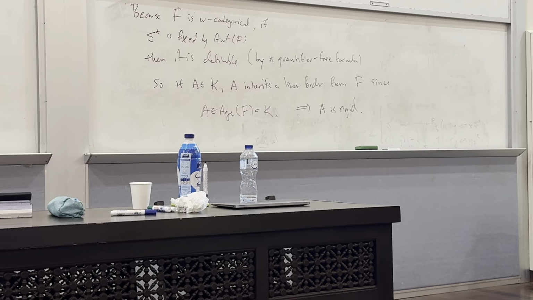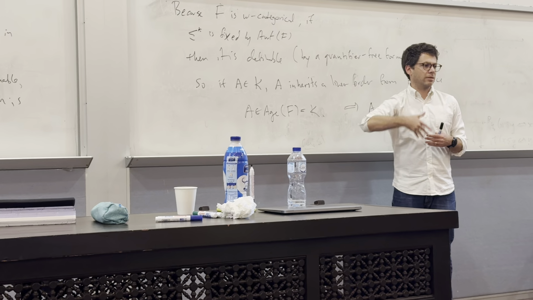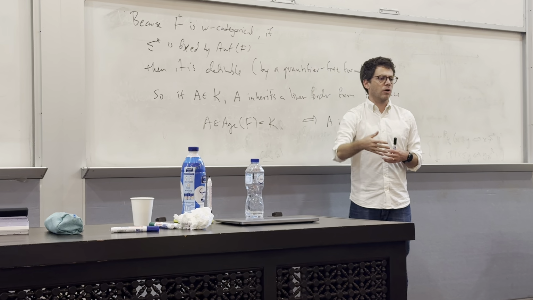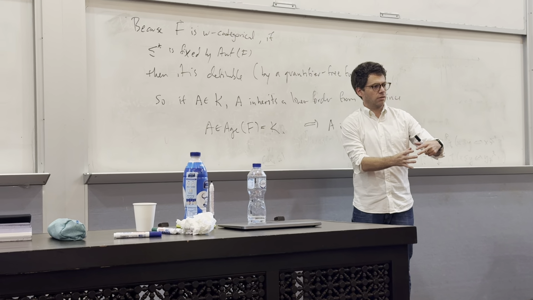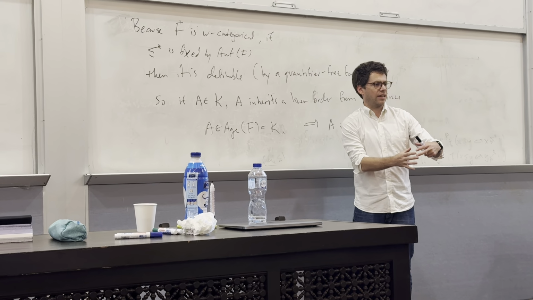So you need it because... Yeah, because I want to say, the idea is like A is in the age of F, so it embeds into F. So it's isomorphic to its image, and its image is a substructure. But I need to know that if I restrict the relation to just A, it's a linear order. Like obviously, abstractly, I know that it's a linear order. But how do I know that A itself, just as an individual structure, doesn't have automorphisms?